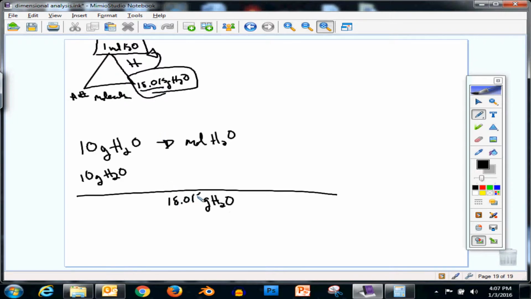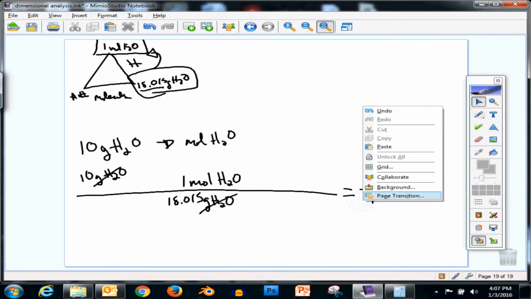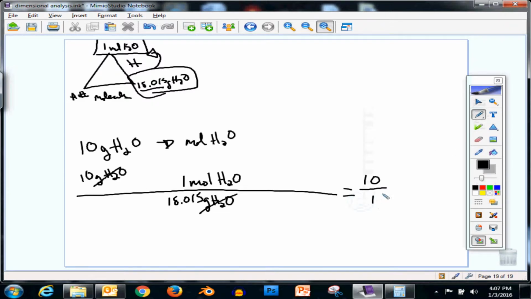I've got what I'm given on the line. What has to go on the bottom? Grams H2O, which is here, right? What number is with that? 18.015 grams H2O. How many moles is it? 1 mole H2O. Grams H2O cancel, and now I'm ready to do the math.